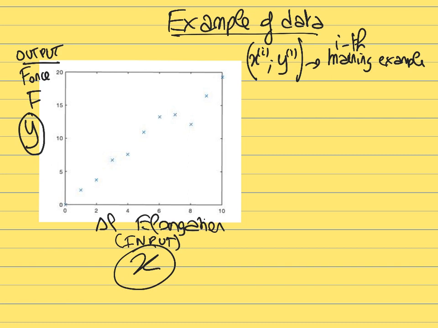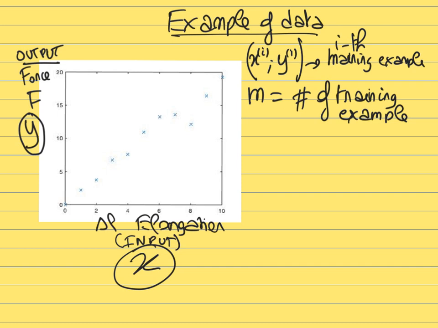So then you will need several of those training examples. Here we are going to write M as being the number of training examples. So you will need several training examples to be able to hope to apply machine learning.